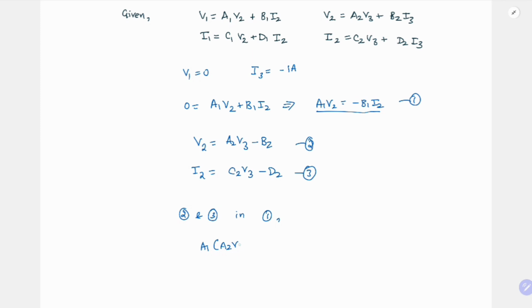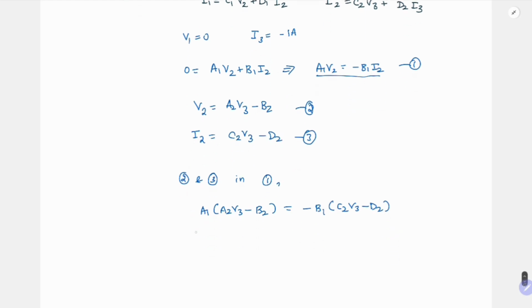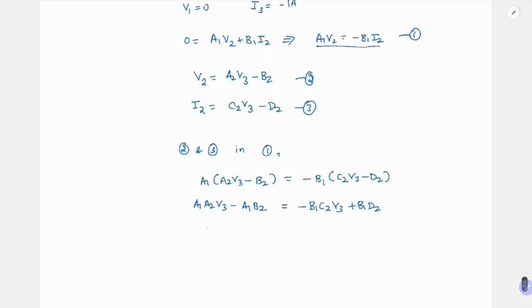A1 into A2 V3 minus B2 is equal to minus B1 into C2 V3 minus D2. So it is A1 A2 V3 minus A1 B2 is equal to minus B1 C2 V3 plus B1 D2. So V3 terms all you bring to one side. We'll get A1 A2 plus B1 C2 into V3 is equal to A1 B2 plus B1 D2. So V3 is equal to A1 B2 plus B1 D2 by A1 A2 plus B1 C2.